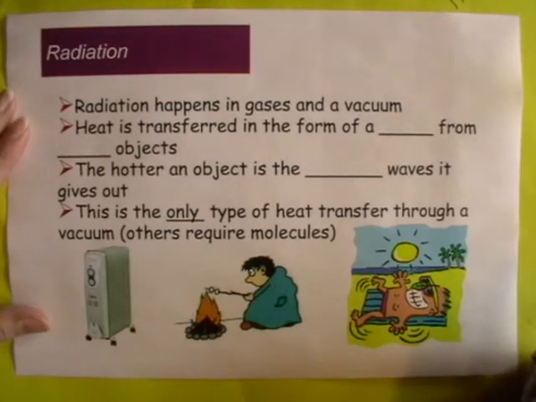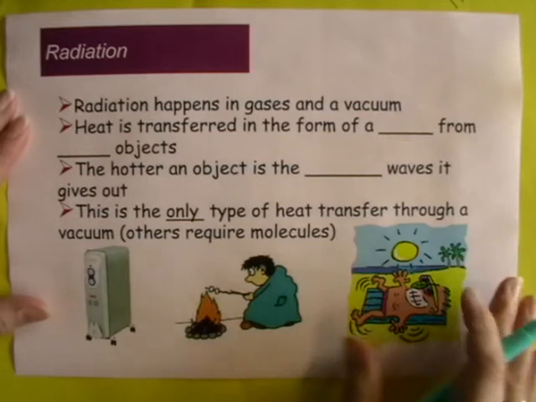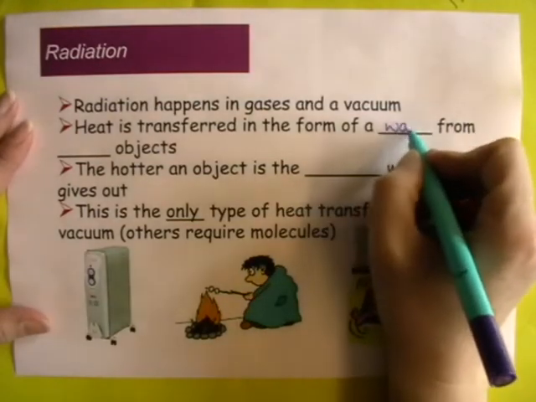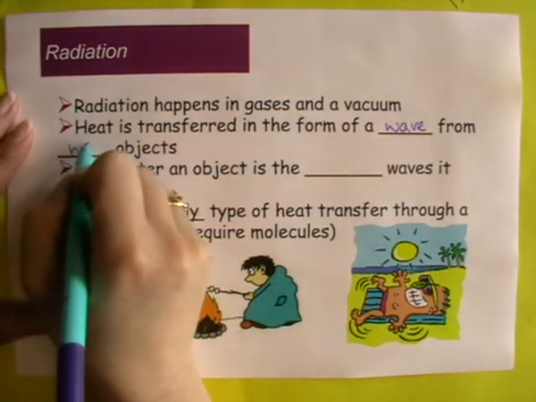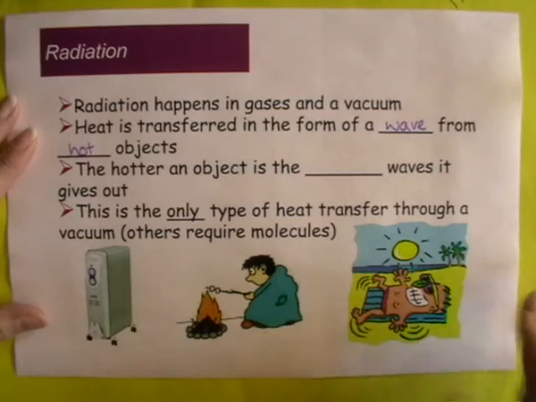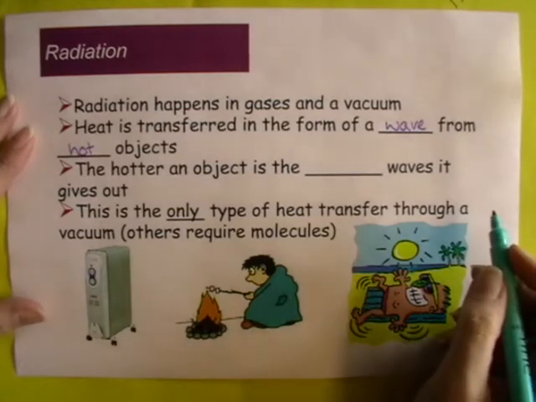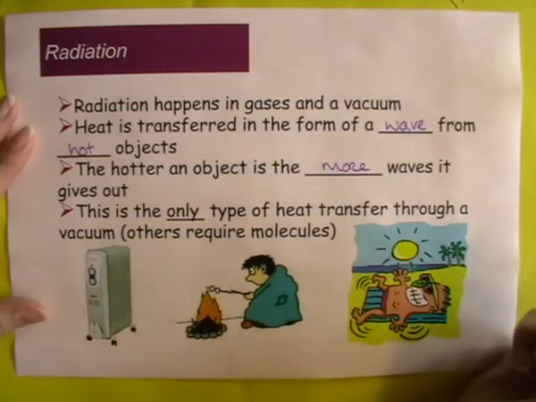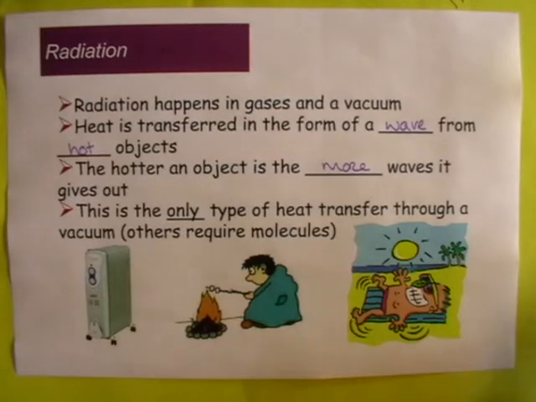Radiation then. Radiation happens in gases and in a vacuum. Heat is transferred in the form of a wave from hot objects. So hot objects give off radiation as a wave. The hotter an object is, the more heat waves it gives out. This is the only type of heat transfer through a vacuum. The other heat transfer requires molecules.